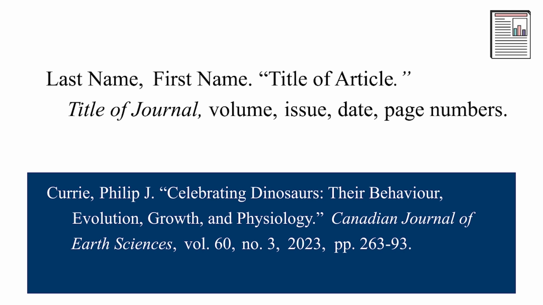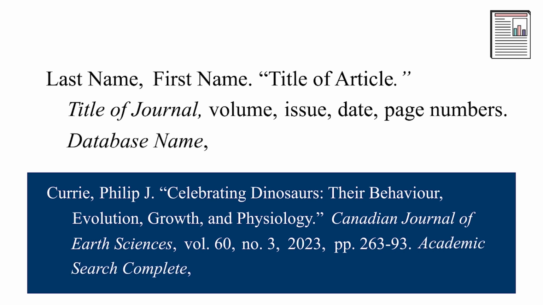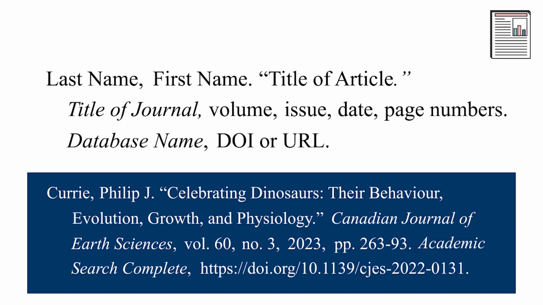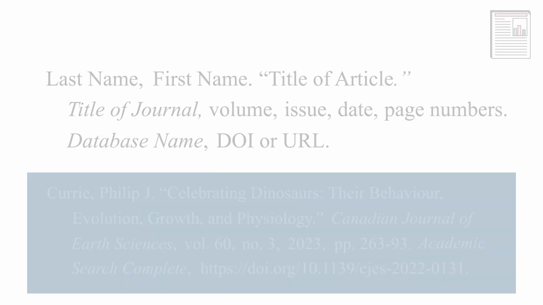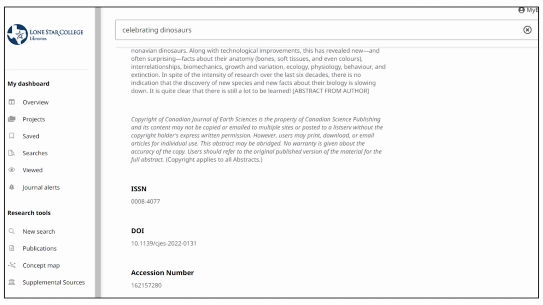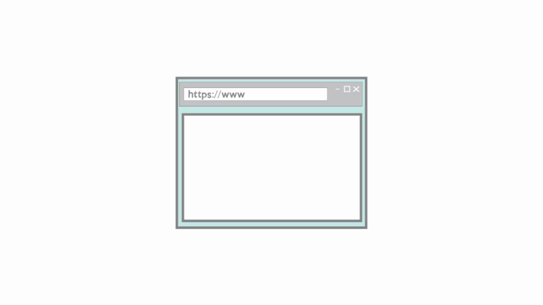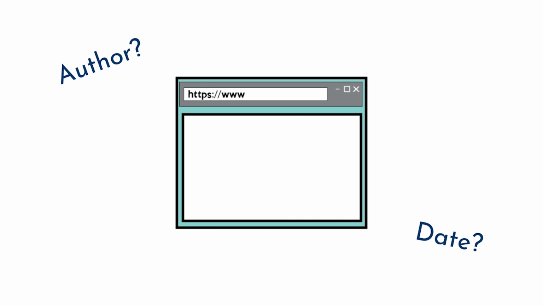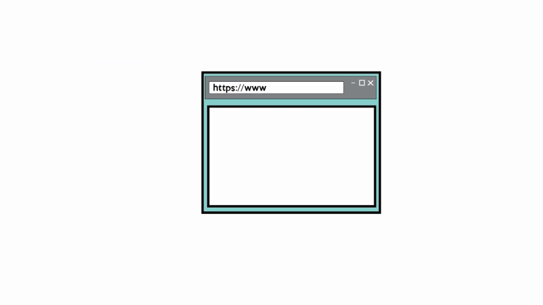Finally, we have to describe the second container, the database where we access the journal article. Database name in italics, comma, and either the DOI, or Digital Object Identifier, or a permanent link to the article. If the article has a DOI, it will be listed in the database record for that article. Citing websites can get tricky, since they often don't have consistent information. For web pages, use as much information as you have and skip the rest.